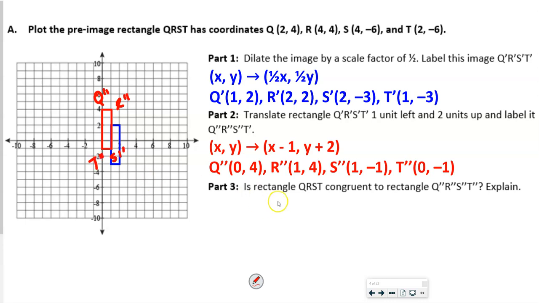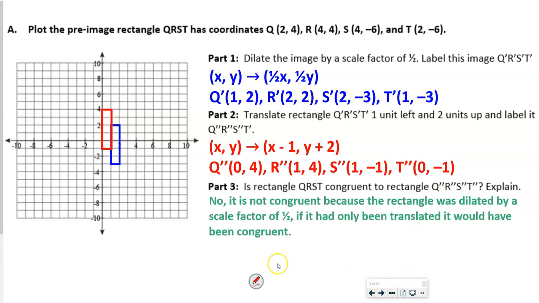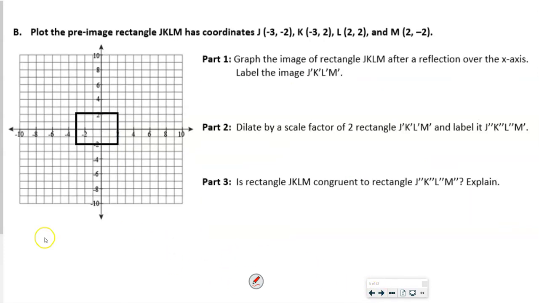Then it says, is rectangle QRST congruent to rectangle QRST prime? Okay, so the answer to this is no, it is not congruent because the rectangle is dilated by a scale factor of 1/2. If it had only been translated, it would have been congruent. Okay, so here's our next one.